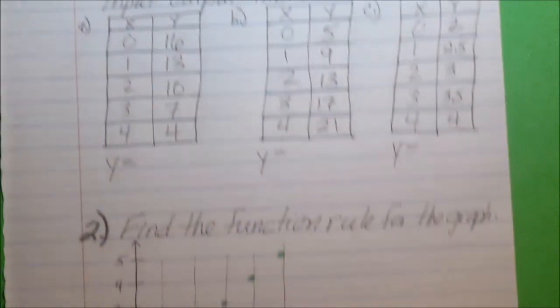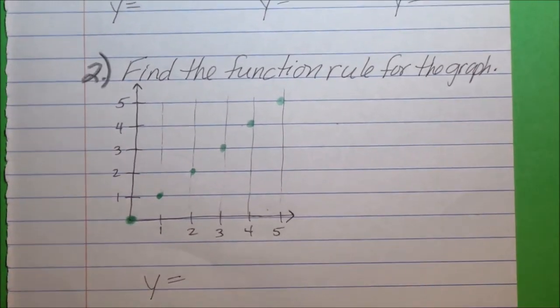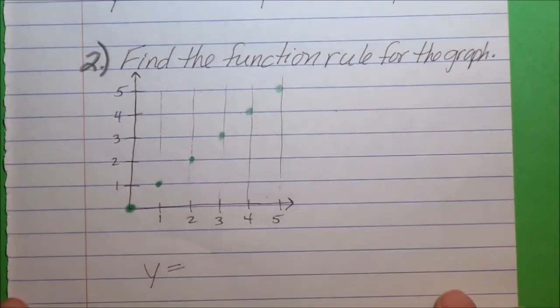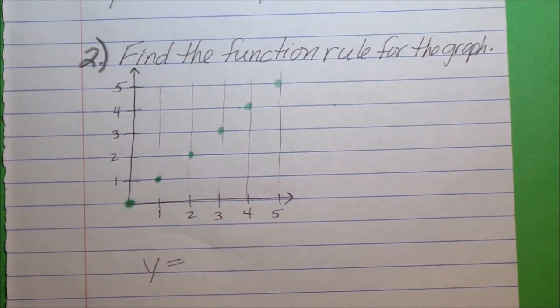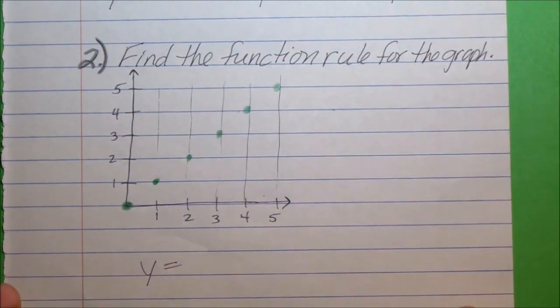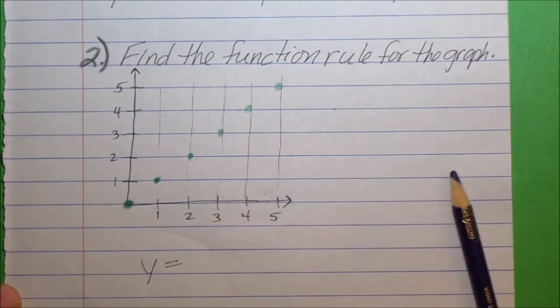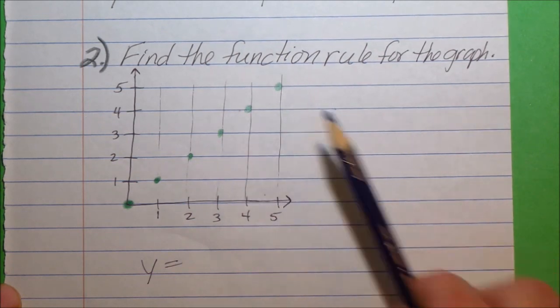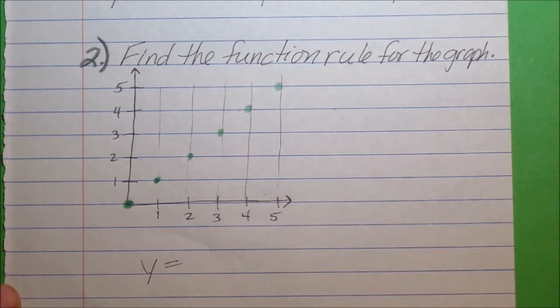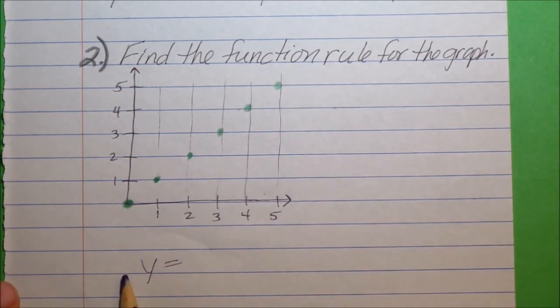All right, the second part is find the function rule for the graph. So create your input-output table over here by using these plotted points, and then identify your start value, your rate of change, and complete the function rule over here.